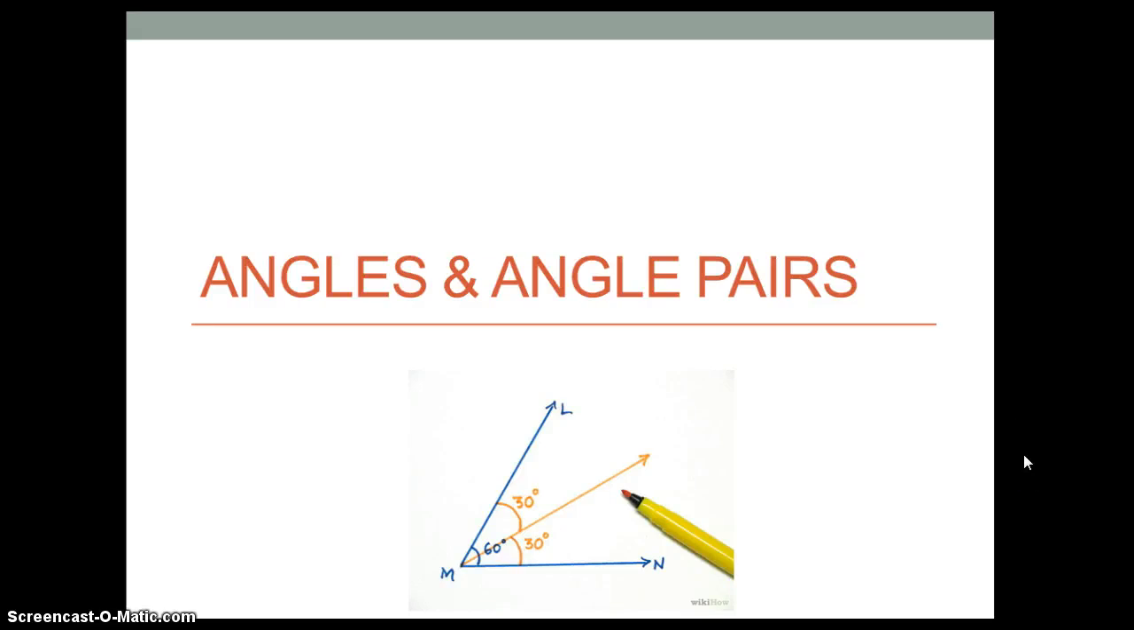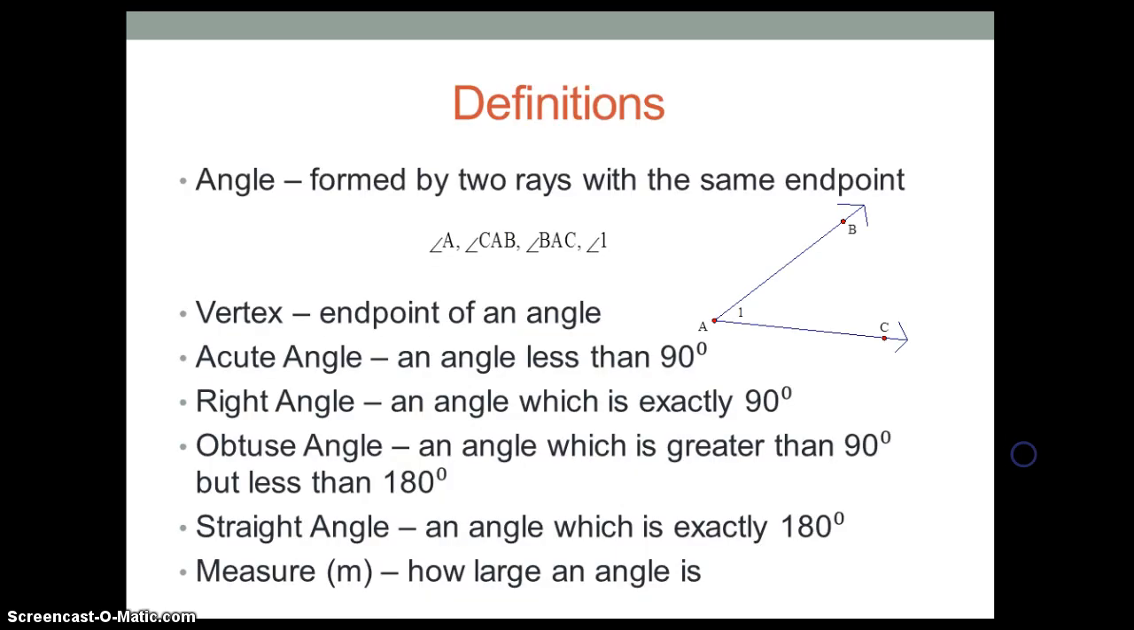Today's exciting geometry lesson is on angle basics and angle pairs. So what is an angle? An angle is formed by two rays which have the same endpoint. So here we have ray AB and ray AC. And we can name angles in three different ways.